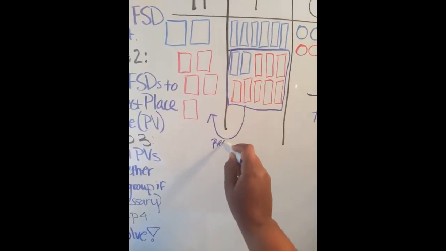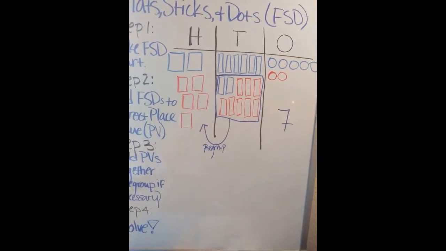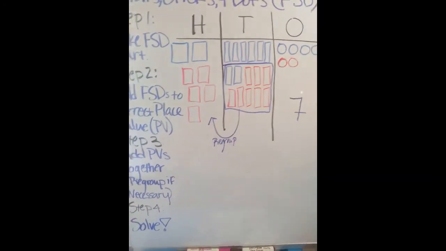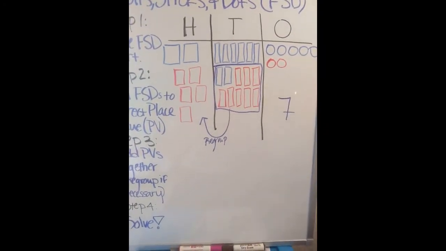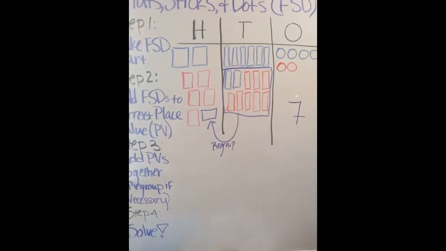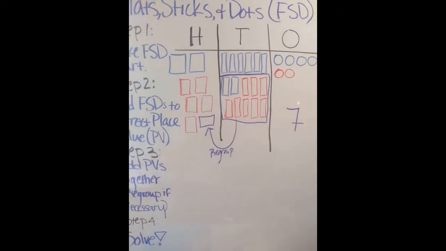This is called regrouping. So, when we regroup, we are going to take those 10 that we moved over there, put them into a box so we know which ones that we regrouped, and then we're going to go ahead and add a flat right over there to the hundred side because we're taking 10 away from the tens and we're putting them in the hundreds.